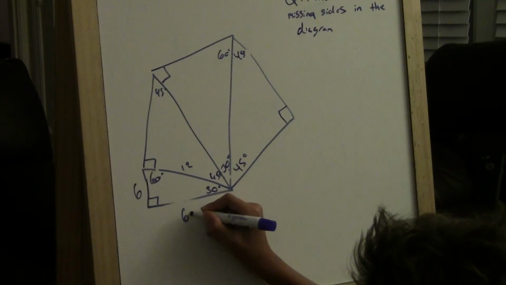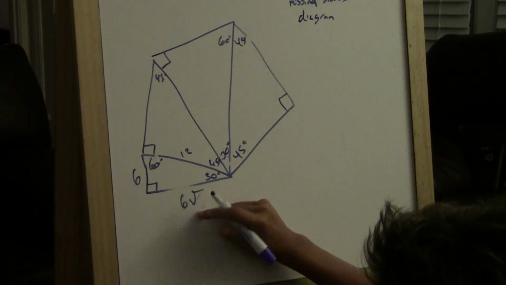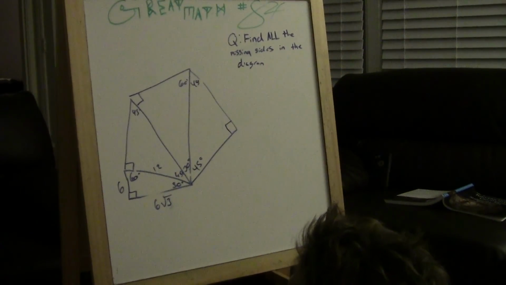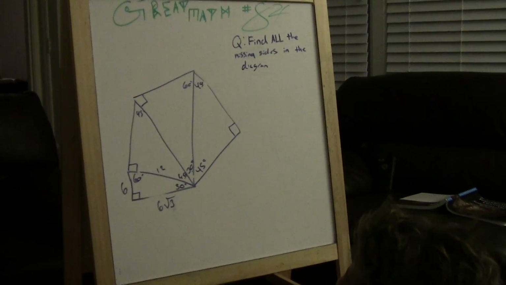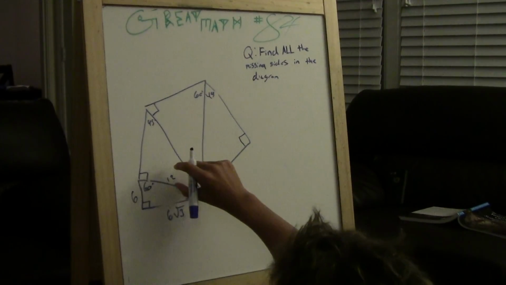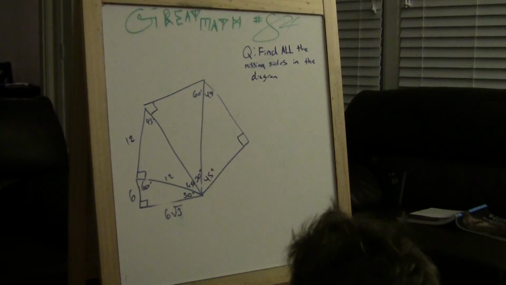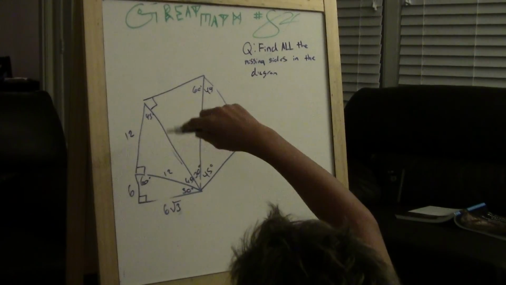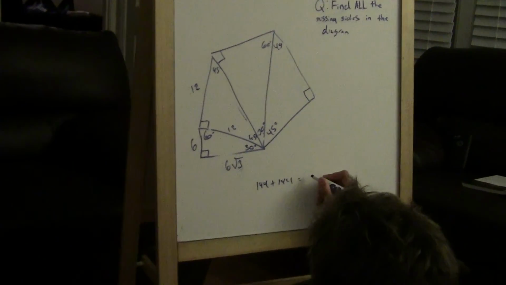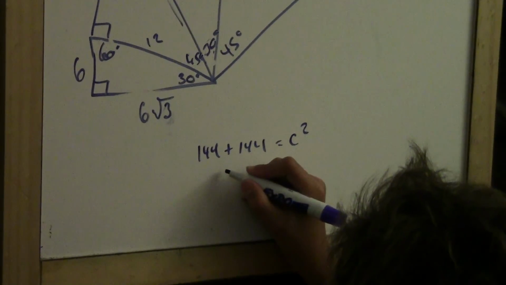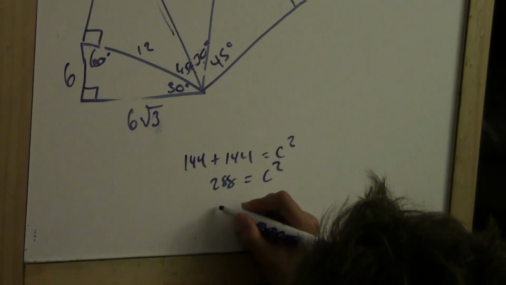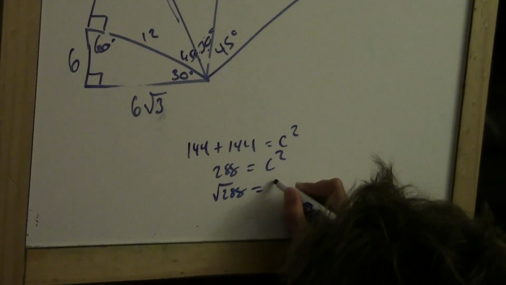So, I know this is 6 times the square root of 3. I almost forgot about that, but because I remembered the equation, I remembered that part. So, this is a 45-45 triangle. Therefore, it's isosceles, so it's 12 and 12. And we are looking for this side right here. So we do the simple math. 144 plus 144 is equal to c squared. So 288 is equal to c squared. Then we do the math. The square root of 288 is equal to c.